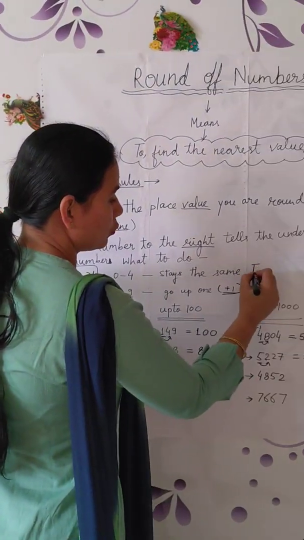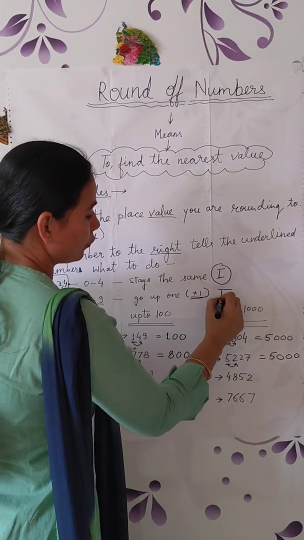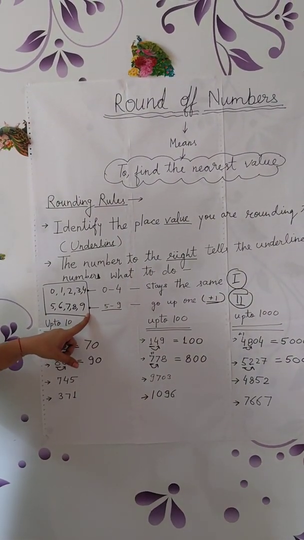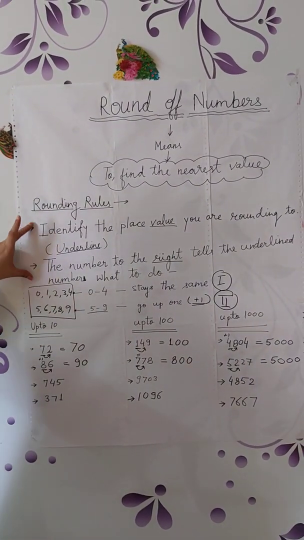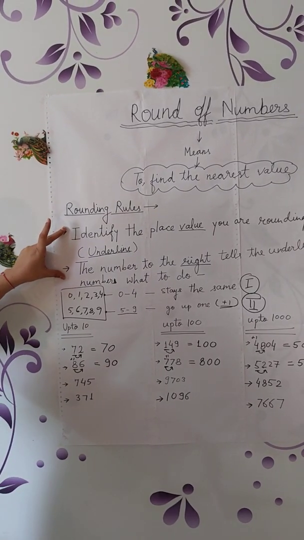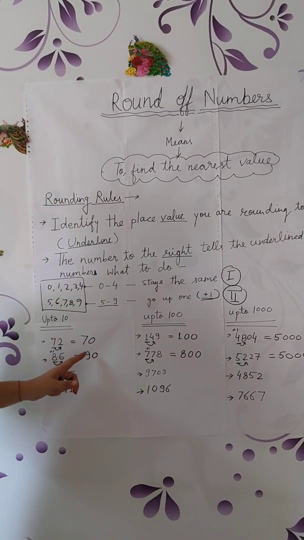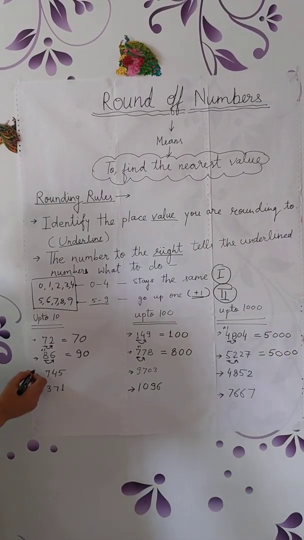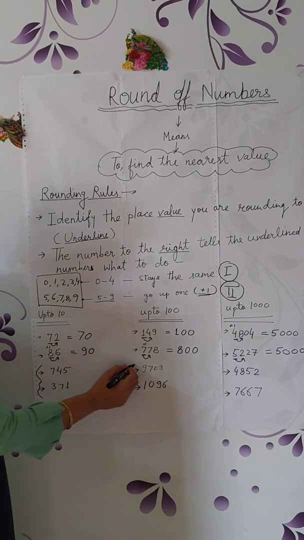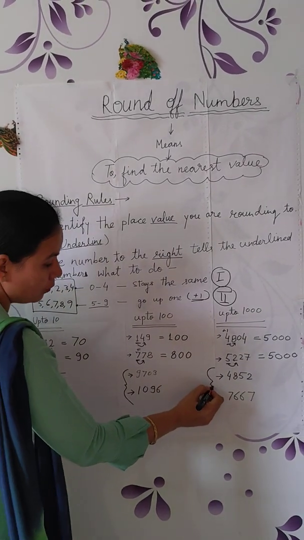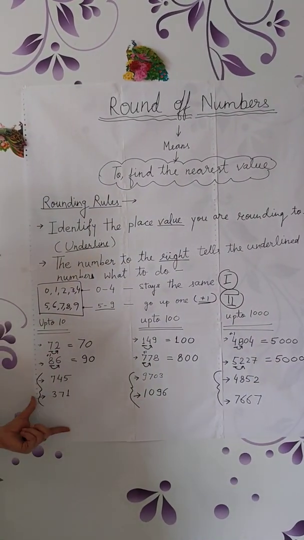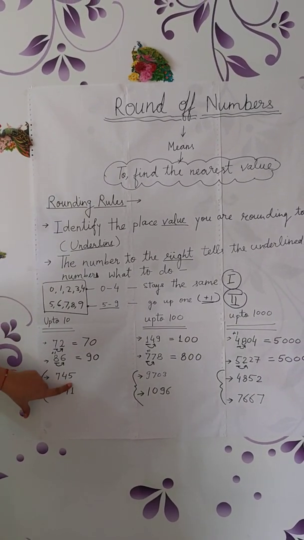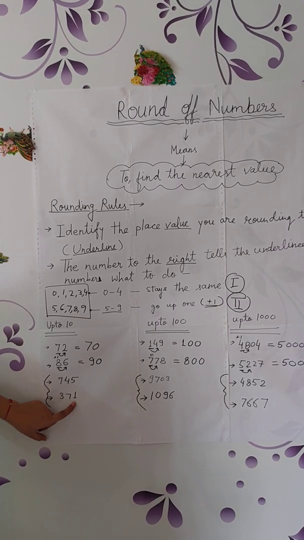You have to learn the first group and the second group. You have to be careful only here. Keep these two rules in your mind and follow them carefully. You will definitely get the correct answer. Now these are some questions, two extra questions I have written. You can pause the video and write these numbers. Up to tens, you have to round off 745 and 371.